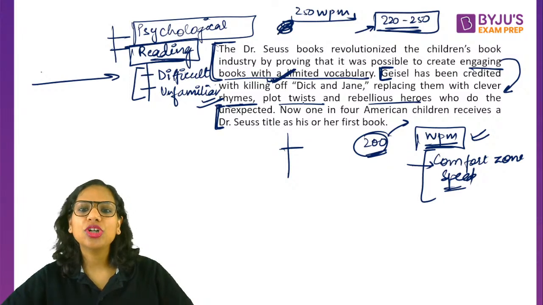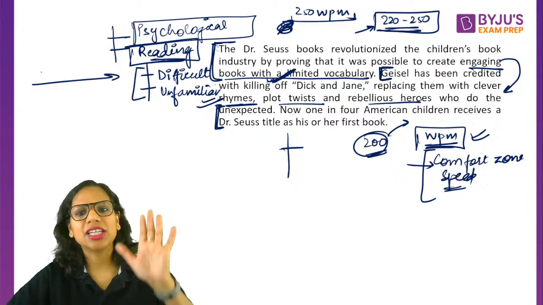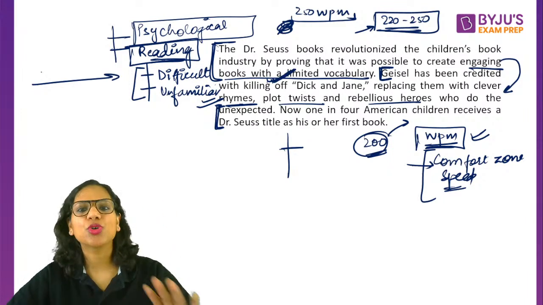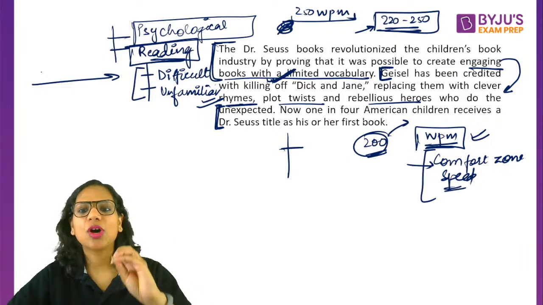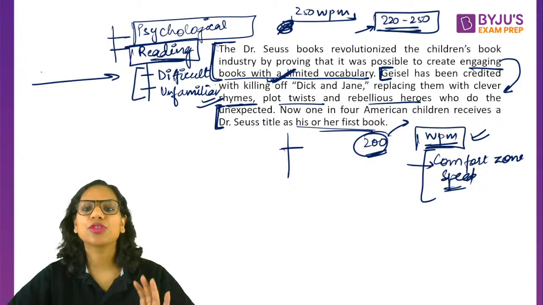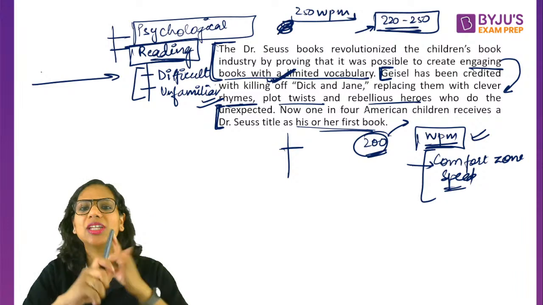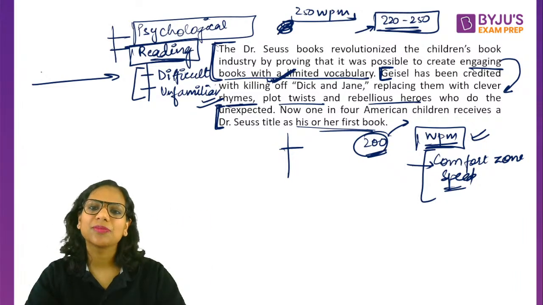So even if you don't read each and everything out of this, or you don't remember each and everything out of this, that's fine. You have just got an idea that he created engaging books with a limited vocabulary, and that's why every child now receives his title as his or her first book. So that's why he's extremely popular. Engaging books, limited vocabulary, extremely popular.